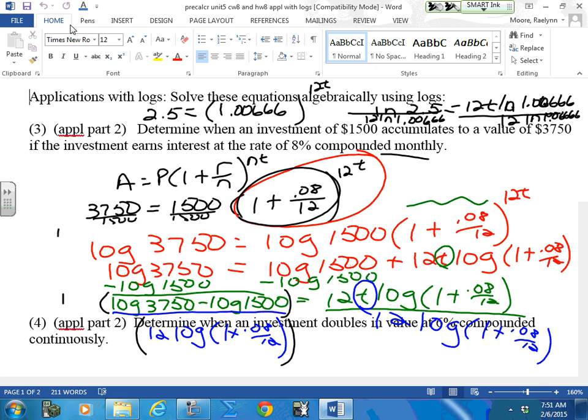Okay, does that look a little bit better? So where did you get 2.5 from? I divided 1500 into this. So what did you get when you divided 12 log 1 plus 1008? All right, let me ask you, are you okay with this first? I'll erase this and start it again. Are you okay with this?